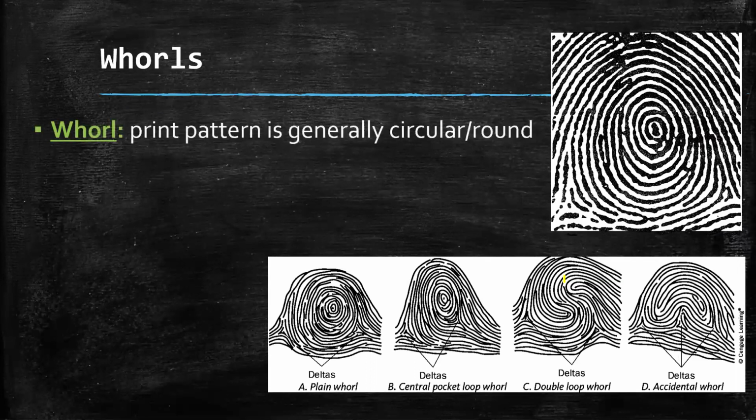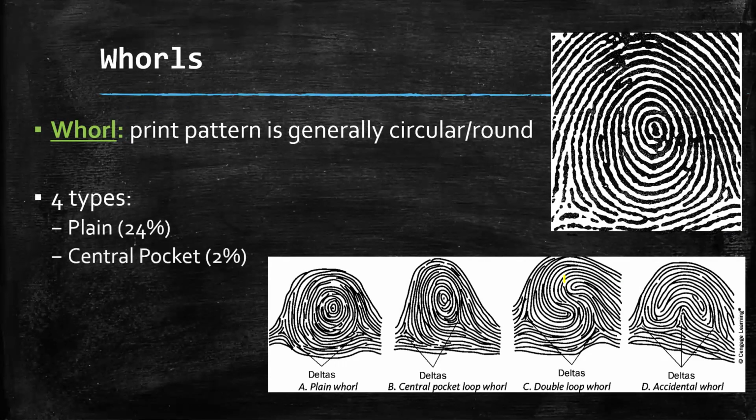Okay, whorls. This is a print pattern that's generally circular. It depends on the type of whorl you're looking at, but generally circular in pattern. There's 4 types of whorls. You can have a plain whorl, which is the most popular type, a central pocket whorl, a double whorl or a double loop whorl, and an accidental whorl, which is very, very rare.